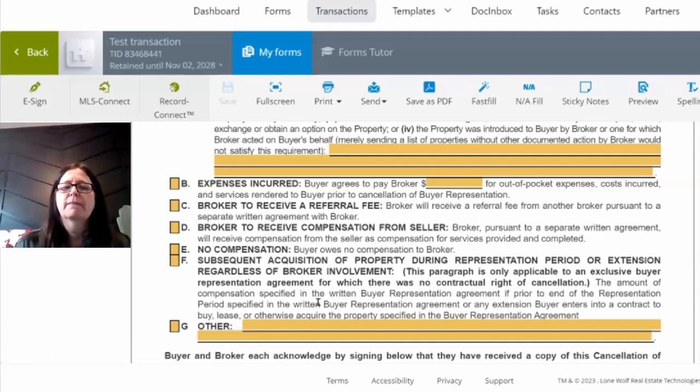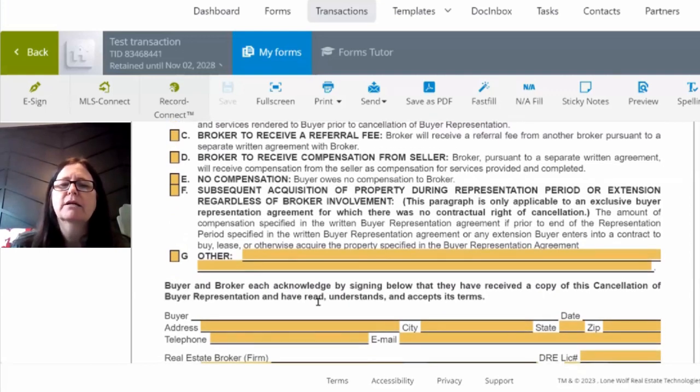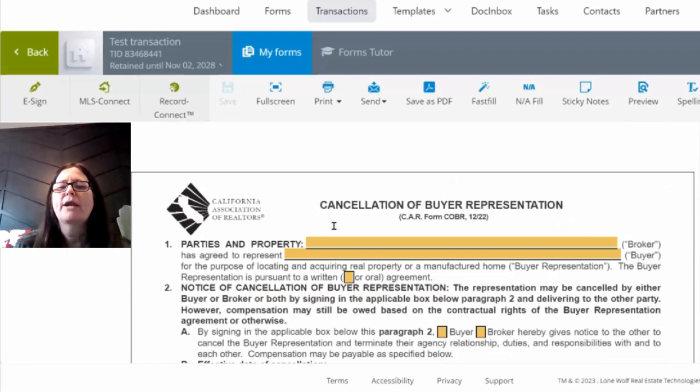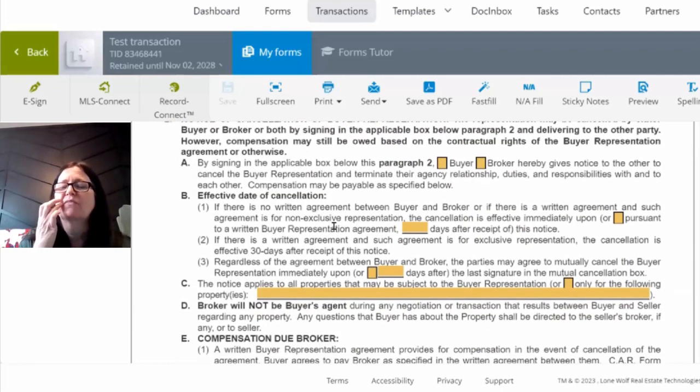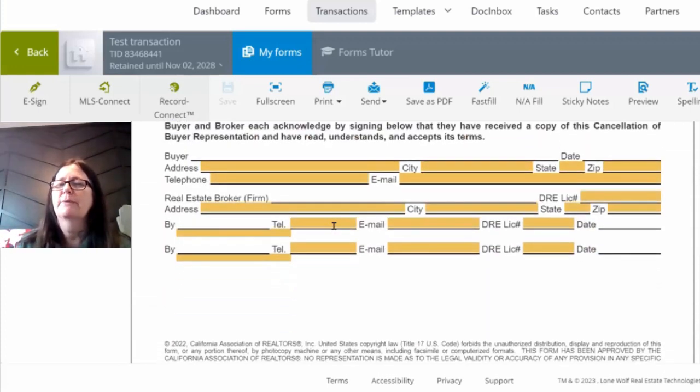And then this last one, this is if there was the exclusive buyer representation where we had marked that box where there was no contractual right of cancellation, then we're agreeing to let each other out of that. So that's what that would pertain to, or other. So when we cancel with a buyer, whether it's with the BRBC or not, we have options of what that can look like. And so that's what this form is about.